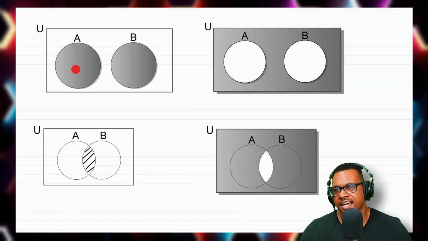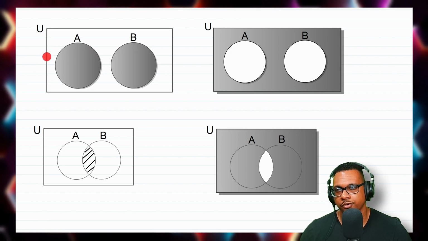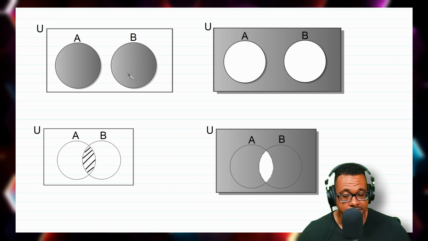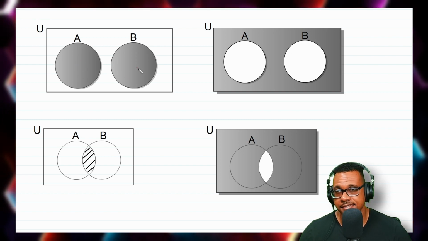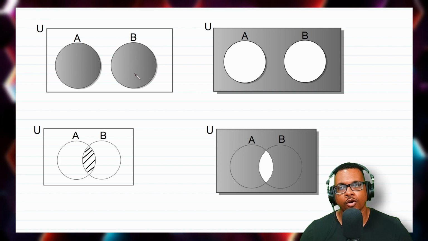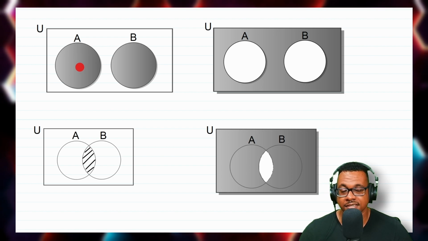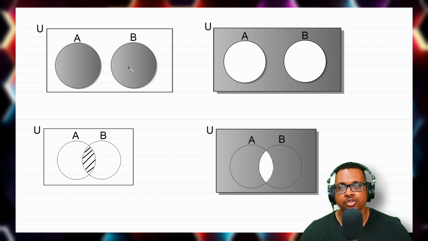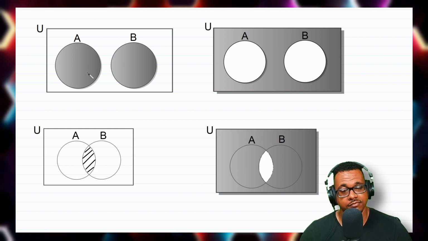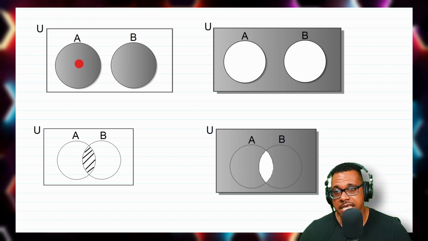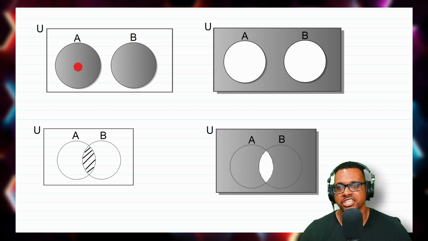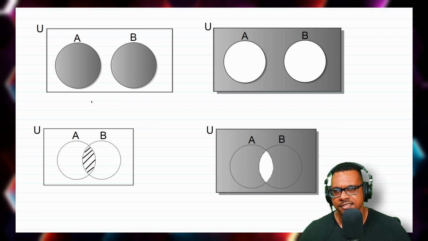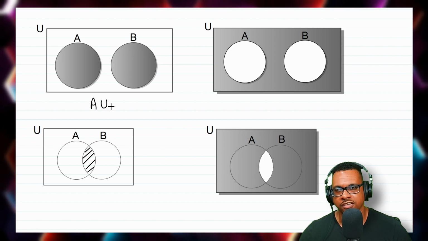Now moving on to this diagram here, we can see that we have our universal set, and both set A and set B are disjoint sets, and set A and set B are shaded. Now we know all the elements in A together with all the elements in B would be the union of the two sets. And since both A and B are shaded, then the shaded region would best be the union of A and B. And we write that as A union B.